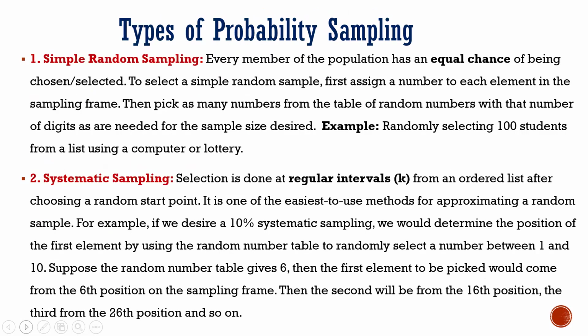So let's look at different types of probability sampling. In probability sampling, we have simple random sampling. In simple random sampling, every member of the population has an equal chance of being chosen or selected. To select a simple random sample, first assign a number to each element in the sampling frame. Then pick as many numbers from the table of random numbers as needed for the sample size required. This simple random sampling is very easy, something we do in our everyday life.